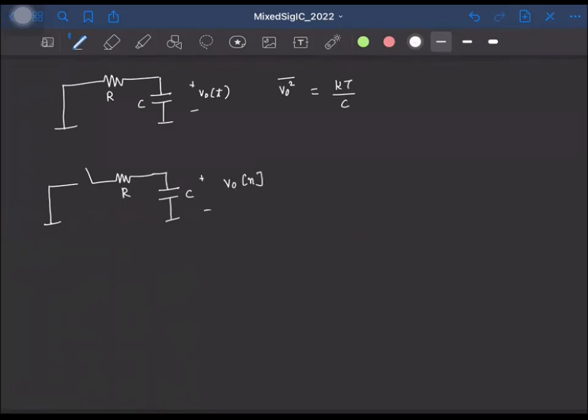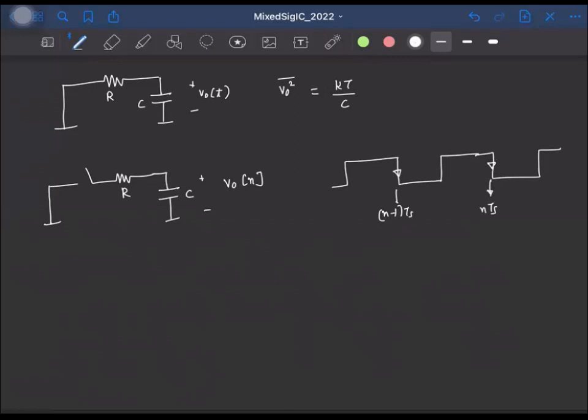Okay. So what happens when the switch closes? The noise generated by the resistor will induce some voltage across the capacitor. And the moment the switch opens, the capacitor samples and stores that noise. Okay. So let us say this is the clock signal controlling the switch. And let us say this is the instant, say (n-1)Ts sampling instant. And this is the sampling instant, that is nTs.